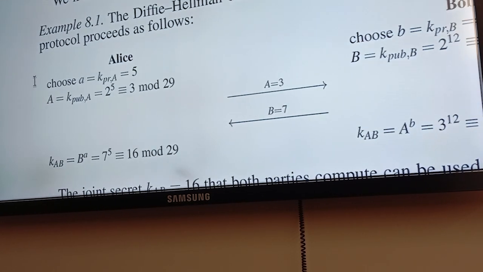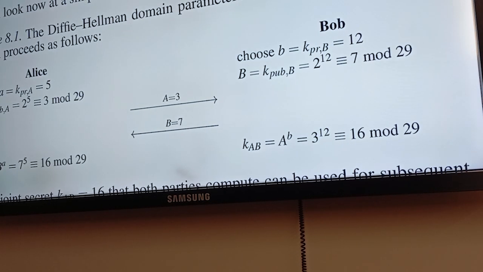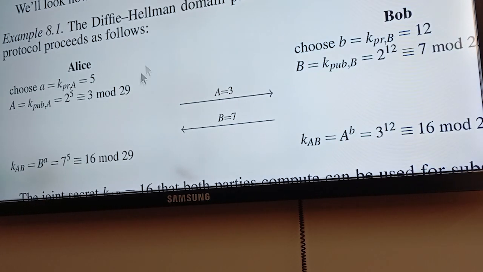So Alice picks an A, then to compute her public key, she raises 2 to the power of 5. Note where we got the 2 from: 2 is part of the domain parameters. Mod 29. Now she gets 3. What this means is that 3 is the remainder when you divide 2 to the power of 5, which is 32, by 29. So 29 is like a world where the most you can see is 29, so we call it a modulo 29 world. So we have 3 here.